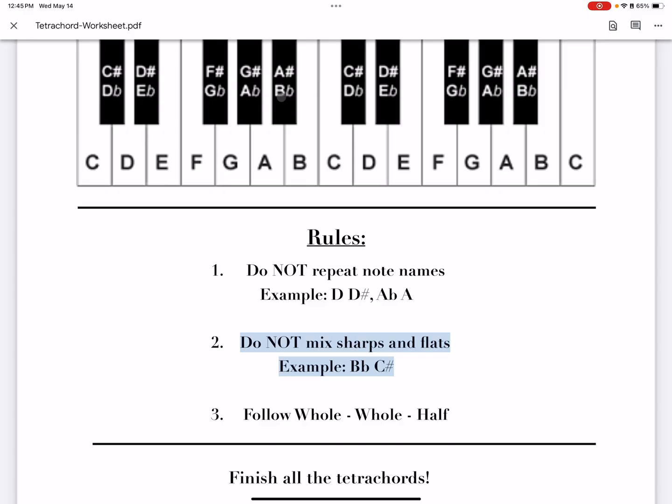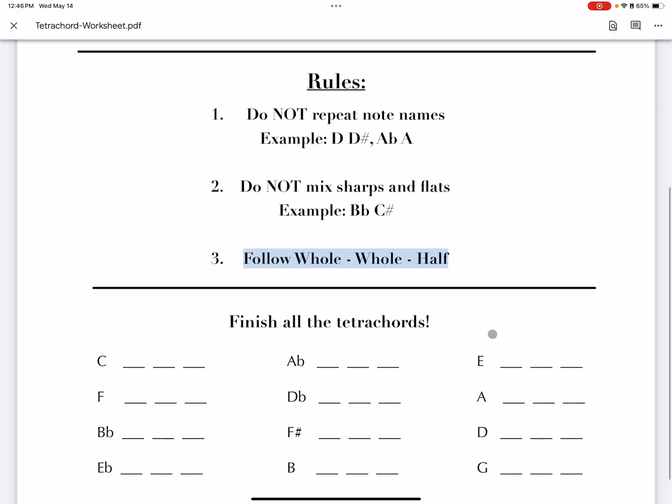So if your first note's a flat, they've all got to be flats, okay? Or sorry, flats are your only other option to have, naturals or flats. If your first note's a sharp, like F sharp, okay? Whole step takes you to what? G sharp, not A flat, okay? And then the other rule is whole step, whole step, half step, okay? And your instructions are going to be finish the tetrachord starting on each of these notes.